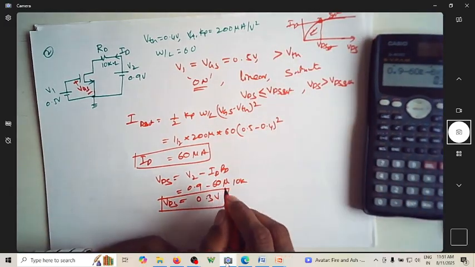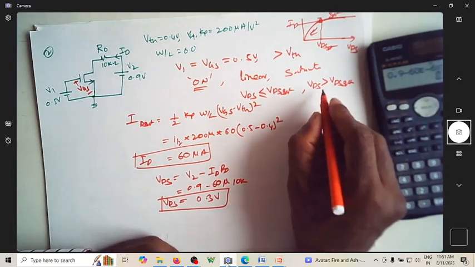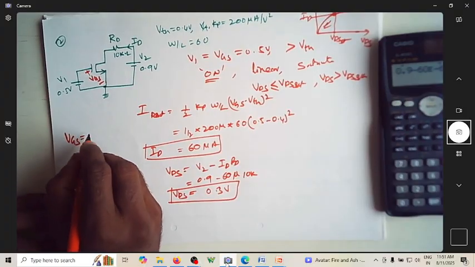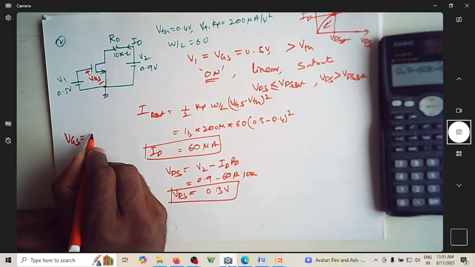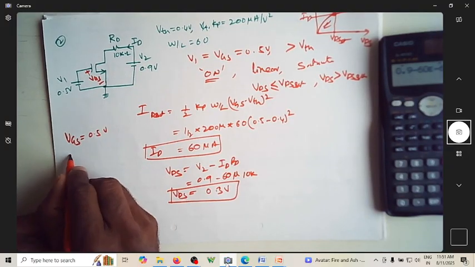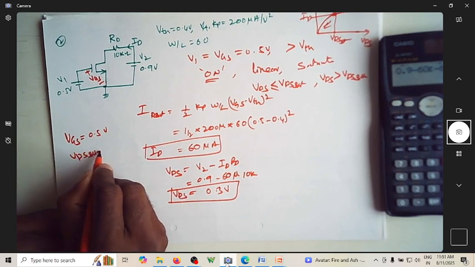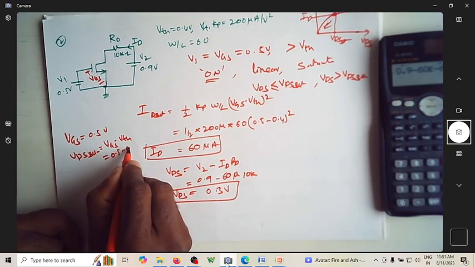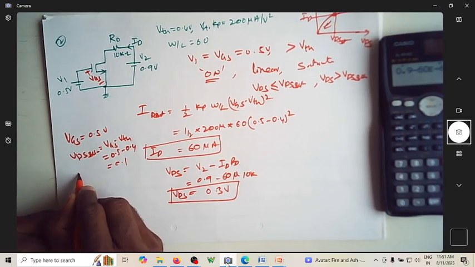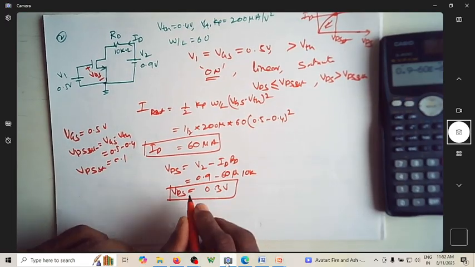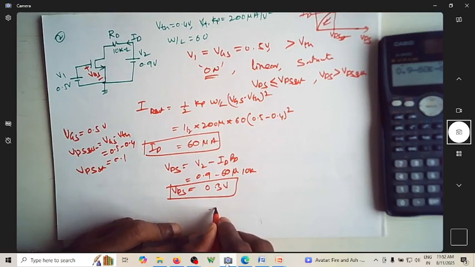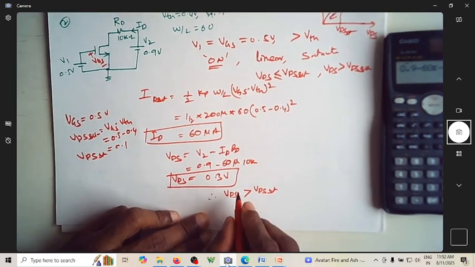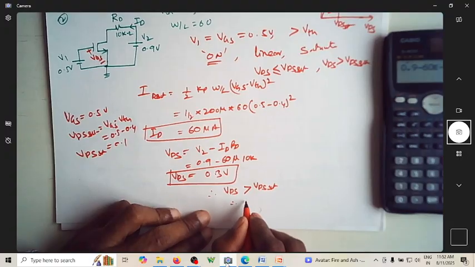Since VDS is 0.3, how much is VDS sat here? For the VGS of 0.5 volt, VDS sat is VGS minus VTH, which is nothing but 0.5 minus 0.4, equal to 0.1 volt. This is VDS sat, but VDS is 0.3. Therefore, VDS is greater than VDS sat. So the MOSFET is in the saturation region.